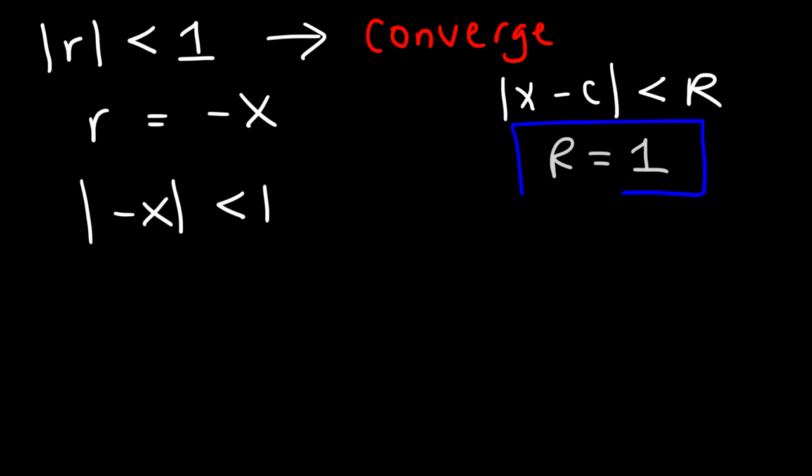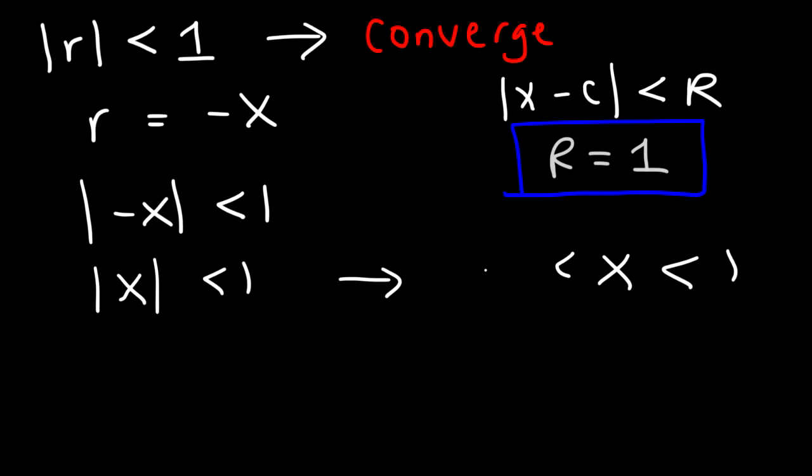Now let's determine the interval of convergence. The absolute value of negative x is the same as the absolute value of x, because the absolute value of negative 1 is 1. And so now we can get rid of the absolute value symbol and say that x is between 1 and negative 1. And that is the interval of convergence. So what does that mean?